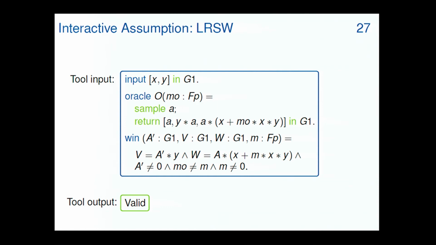So here's, for example, the input for the mLRSW assumption. So we have the oracle definition, and we have the winning condition here, and we have equalities and inequalities. And we can also talk about the oracle arguments here. So this is implicitly all quantified for all queries here.